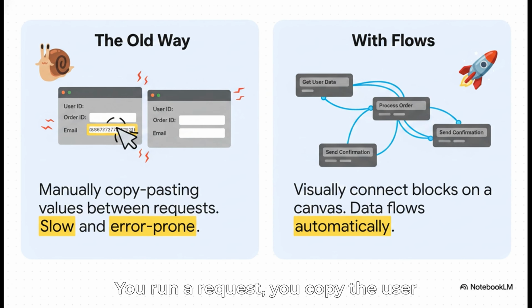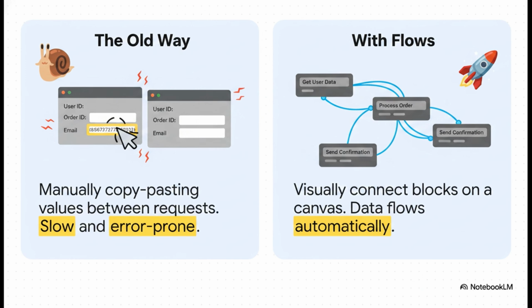The old way. You run a request, you copy the user ID, you paste it into the next request to get their orders, and on and on. It's manual, it's slow, and it's so easy to make a mistake. With flows, you just connect these visual blocks on a canvas and the data flows automatically between them. You build a workflow once, and then you just click Run forever.